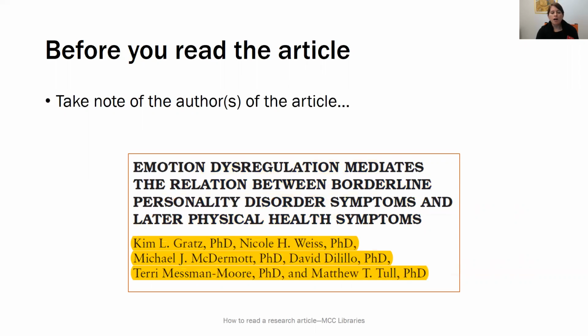Next, we want to look at the authors. In a scientific paper, the first author, so in this case it would be Kim L. Gratz, the first author is the person that is most responsible for the article. They did the most work and they had the most responsibility. Then it basically goes down in responsibility from there. So Matthew T. Toll in this example, he might have just been a distant advisor. He might have just been in that department.